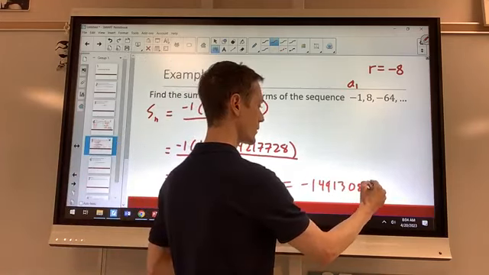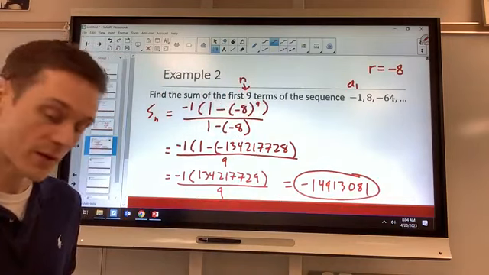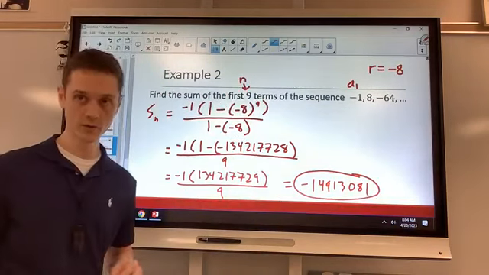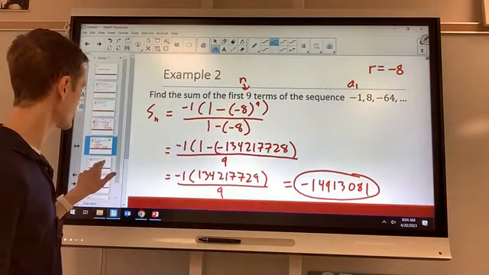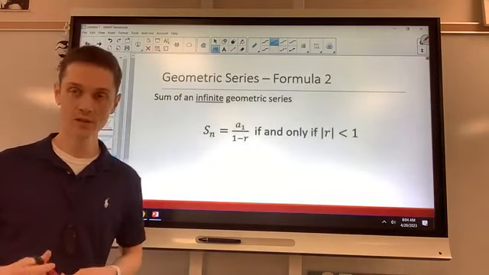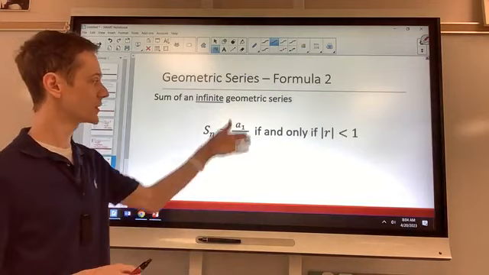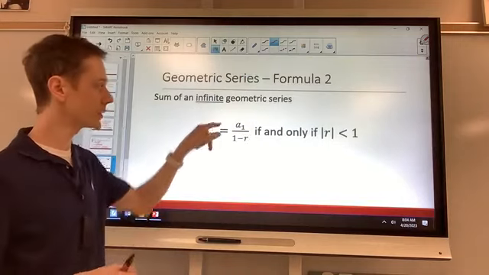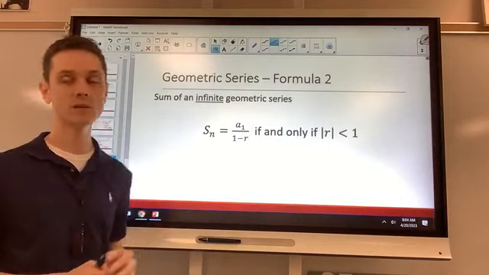Now the good news for you is that the finite geometric series are actually the harder ones to solve. We're going to look at the infinite ones next. Here's the formula for the infinite geometric series. So this one actually has a much simpler formula to use. You only need to know the first term in the sequence, and you need to know what r is.